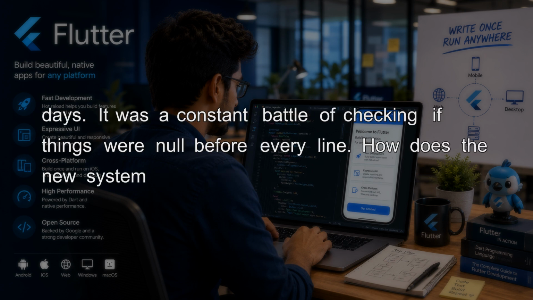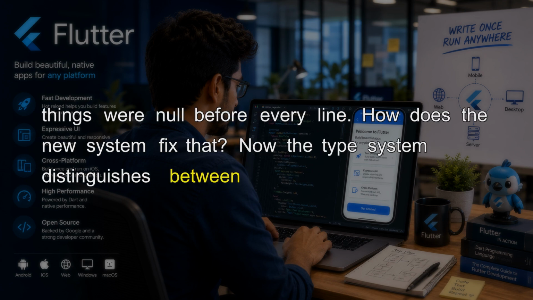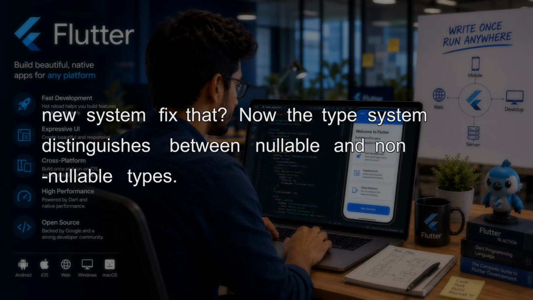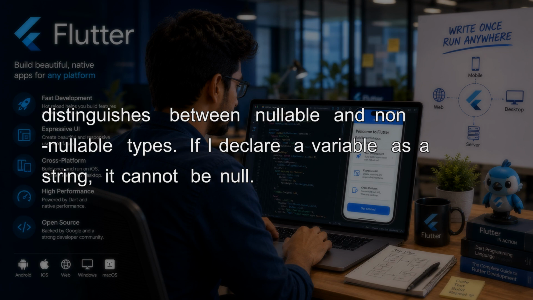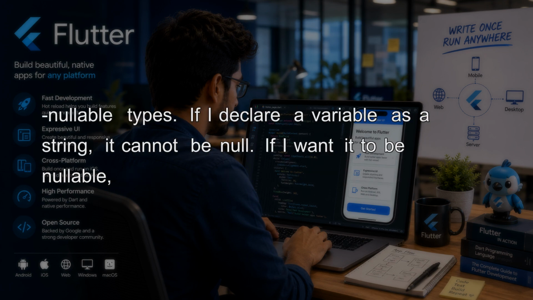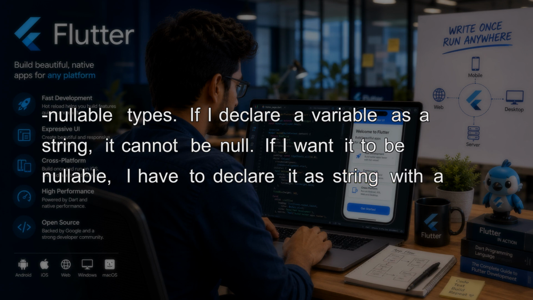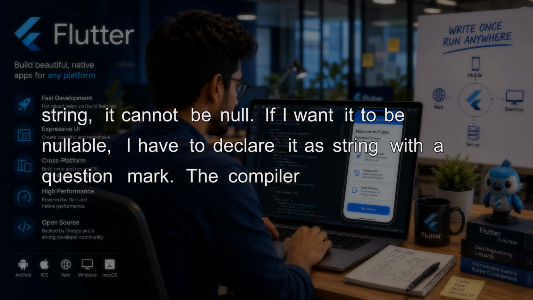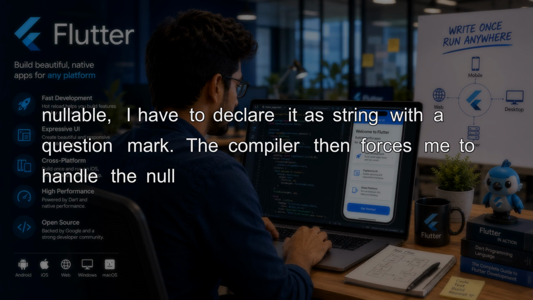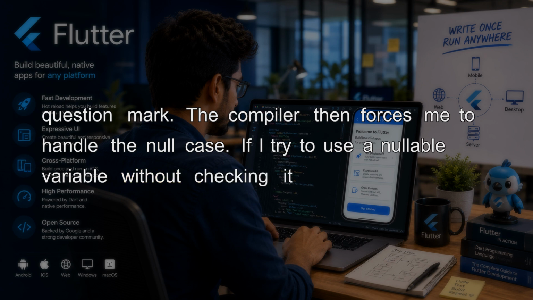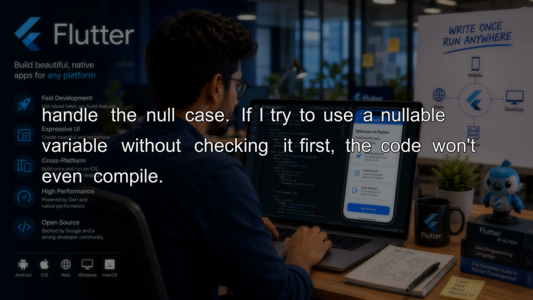How does the new system fix that? Now, the type system distinguishes between nullable and non-nullable types. If I declare a variable as a string, it cannot be null. If I want it to be nullable, I have to declare it as string with a question mark. The compiler then forces me to handle the null case. If I try to use a nullable variable without checking it first, the code won't even compile.